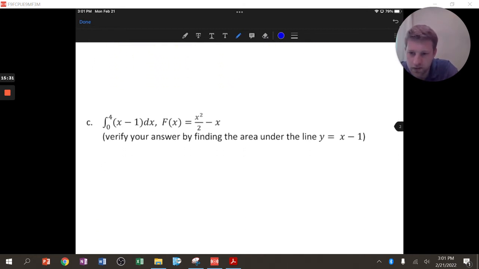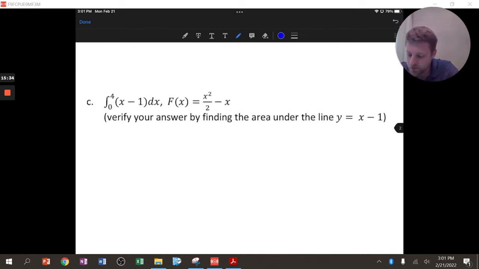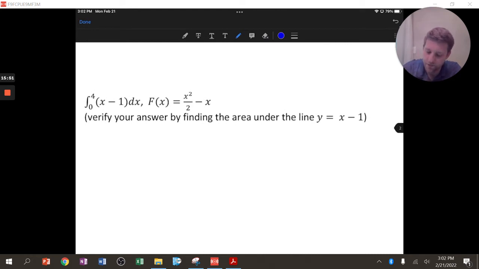The last one we'll take a look at is part C. We have the definite integral from 0 to 4 of x minus 1, and we have its antiderivative, capital F of x, in the problem as well. Let's verify that capital F one more time with the derivative. If we took capital F prime, we would have 2x over 2, and then minus 1, which certainly simplifies down to just x minus 1, which is the function inside of our integral right now. So that works.